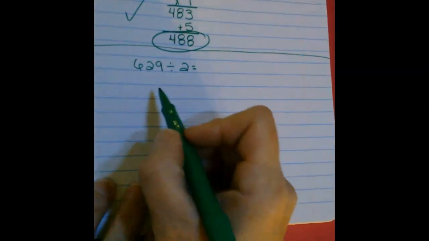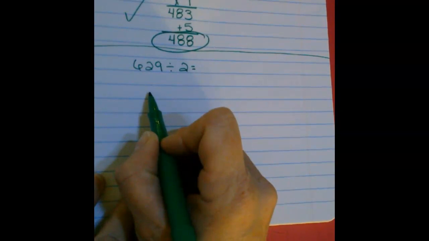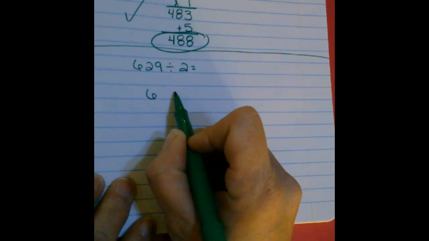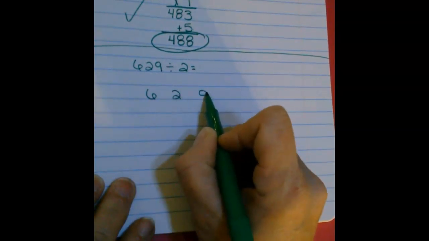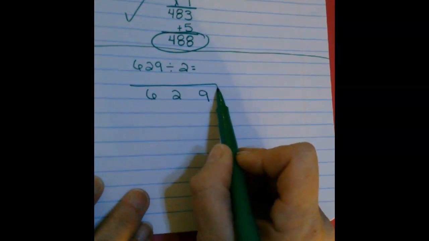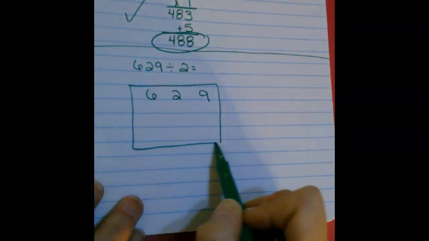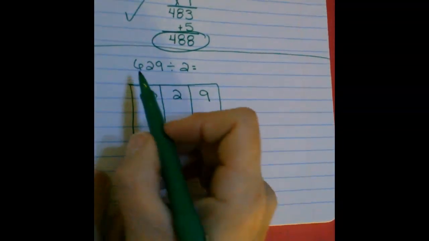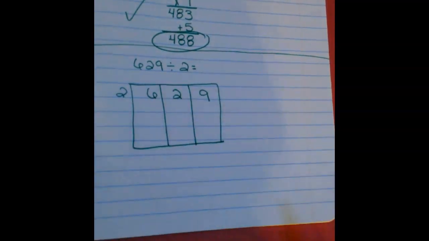Do it on another page. All right. So 629 divided by 2. So let's think. What's the first thing we're going to do? We're going to make our box. Excellent. So I'm going to put my dividend down here. 629. And I'm going to put a box around all 3 of them. So if I have 3 digits, I have 3 boxes. And then I'm going to put my divisor on the outside.